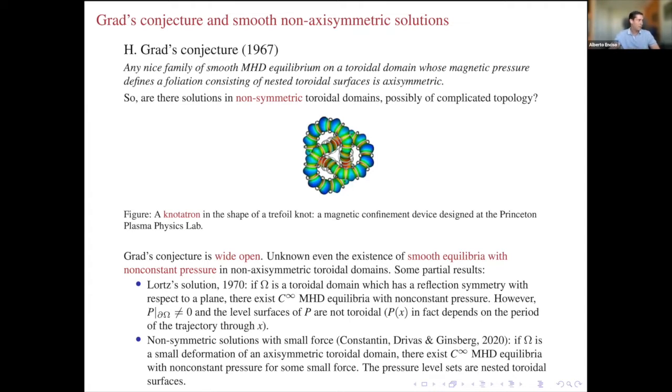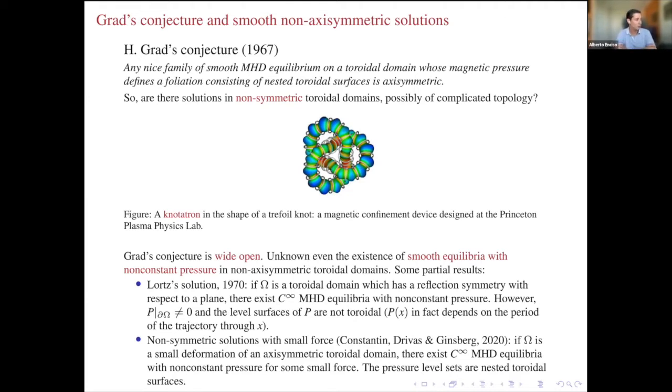Okay. Well, Grad's conjecture is wide open as far as I know. Nobody even knows, to my best knowledge, if smooth equilibria with non-constant pressure exist in general non-axisymmetric toroidal domains. There are just a few results in this direction.